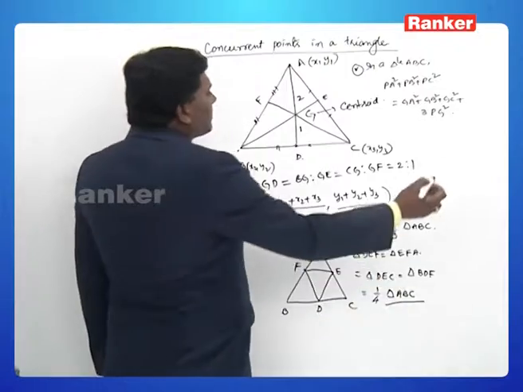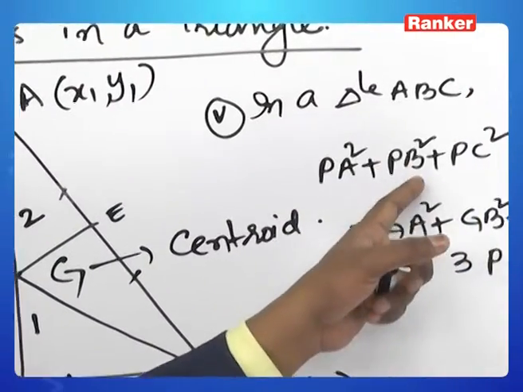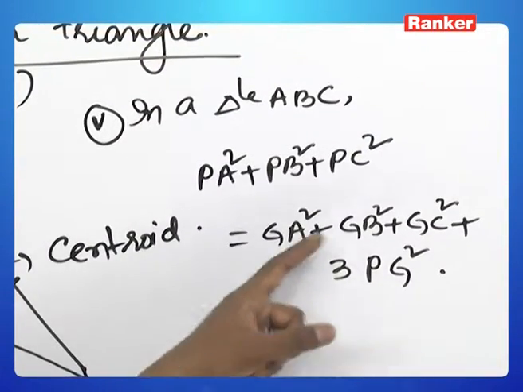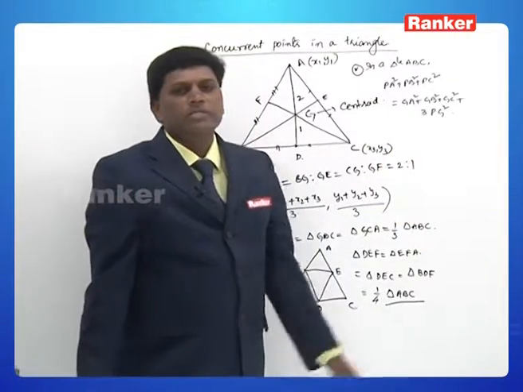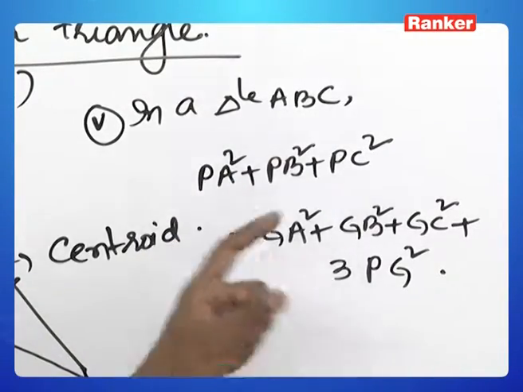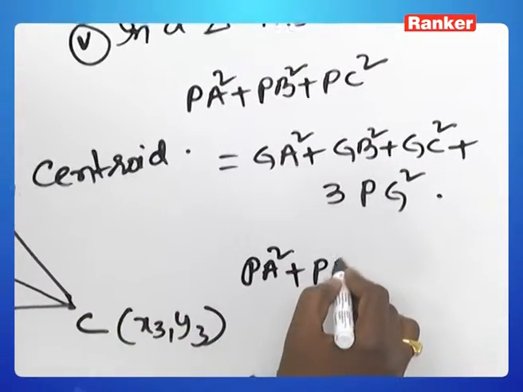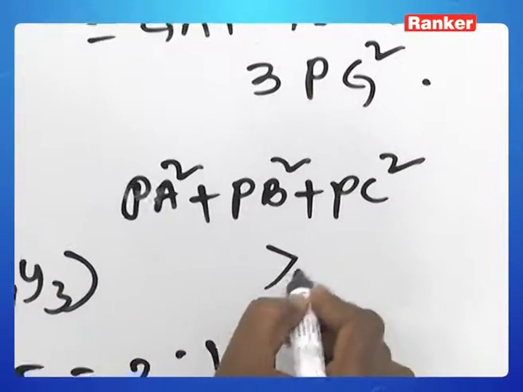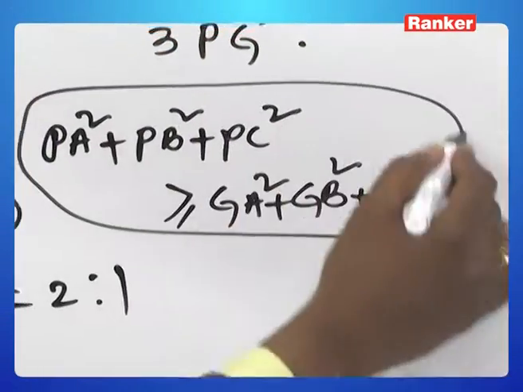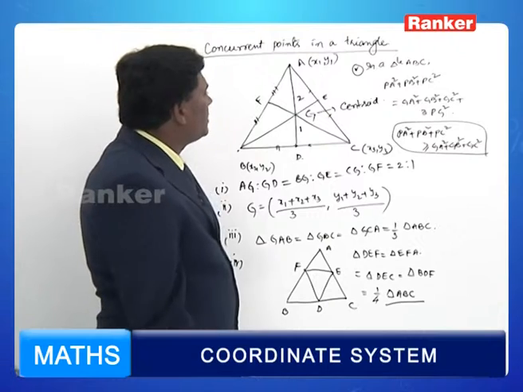That's why, if P is any point randomly taken in the plane, the sum of squares of its distances from the vertices equals this result, and the minimum value of 3 PG square is 0, when P equals G. That's why we get the inequality PA square plus PB square plus PC square is greater than or equal to GA square plus GB square plus GC square. This inequality is always applicable for any point in the plane of the triangle. This is another important property we have here.